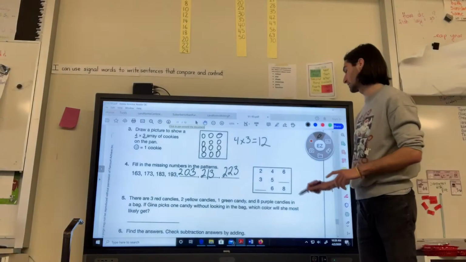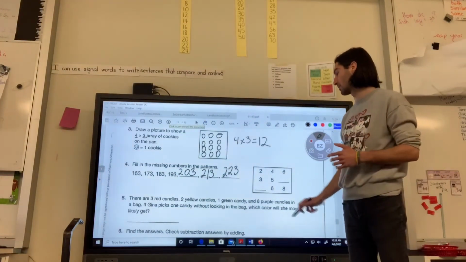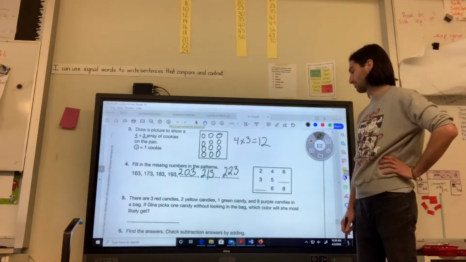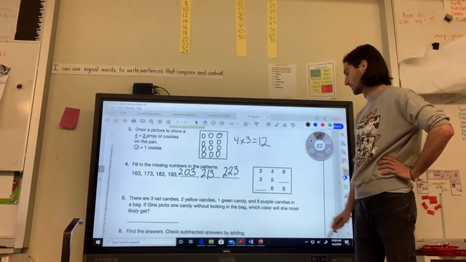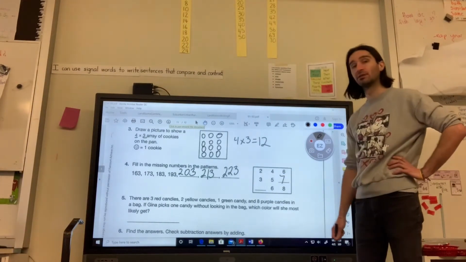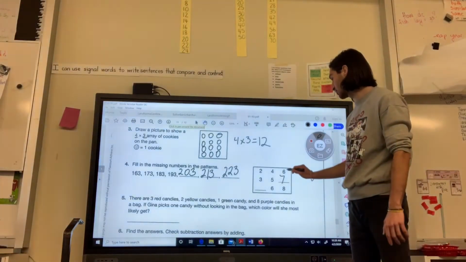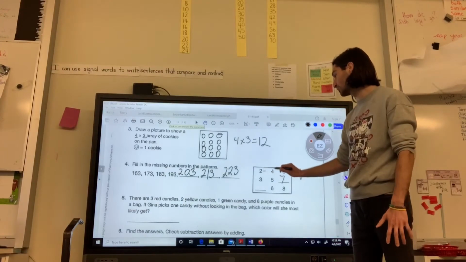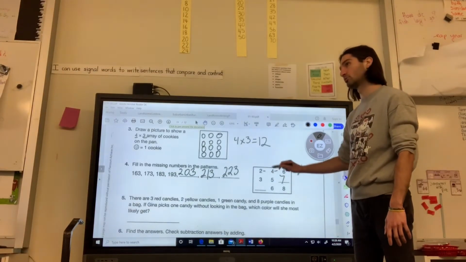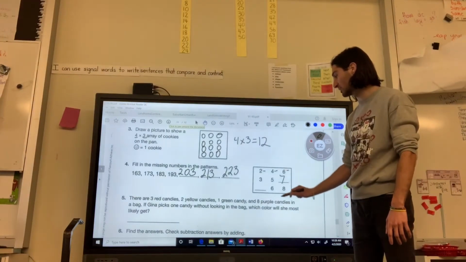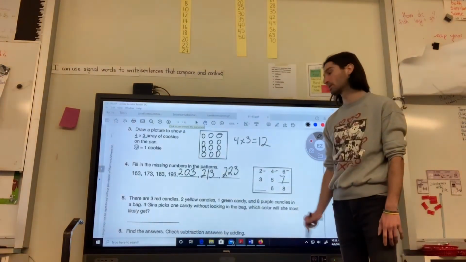2, 4, 6, so that top row is all done. 3, 5, that's right, 7. Thank you for the help. That's right, the answer is 7. Because if we look here, there's another pattern. There's a pattern going this way by 2s. 2, 4, 6. But there's a pattern going down. 6, 7, 8. 4, 5, 6. 2, 3, 4. You got it.